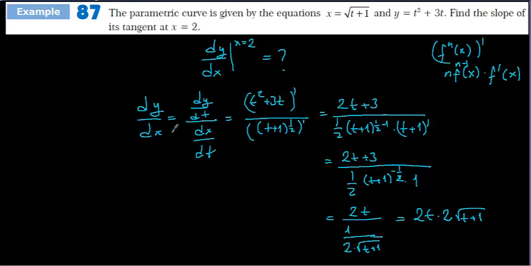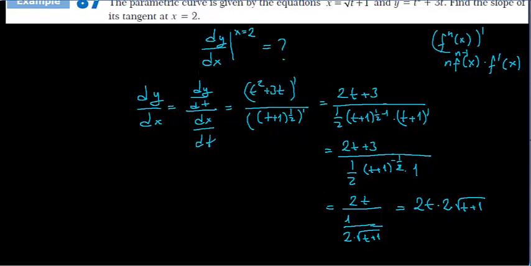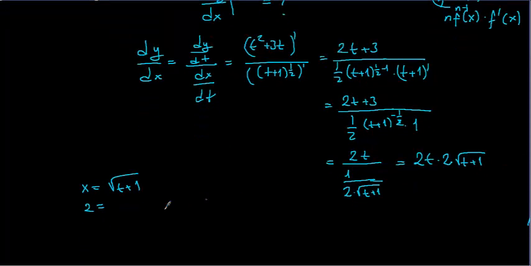Here I found dy over dx, and now I have to replace the x by 2. But as you see, we don't have any x term here. What are we going to do for this one? Firstly, I have to find the value of x in terms of t, which means if x is equal to root of t plus 1, when x is equal to 2, it becomes 2 equals root of t plus 1, that's 4 equals t plus 1. I take the square of both sides, and these two simplify.